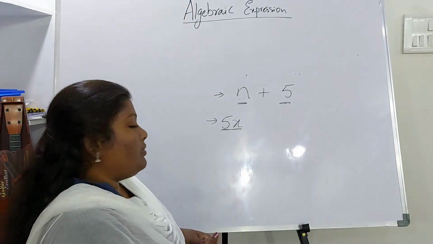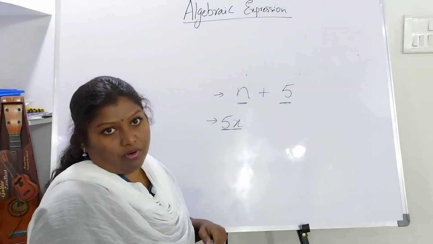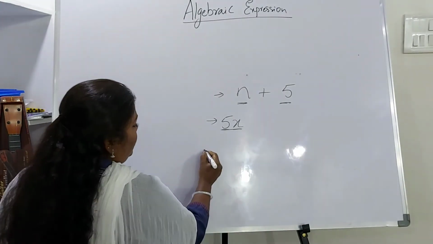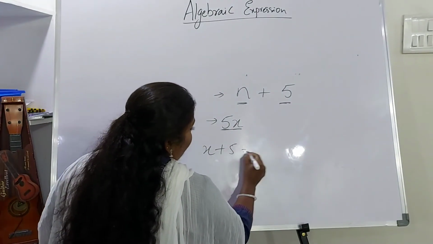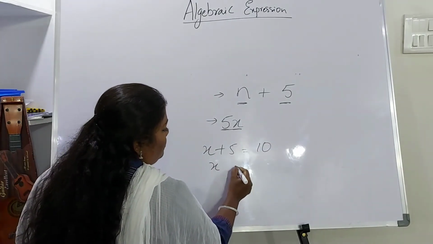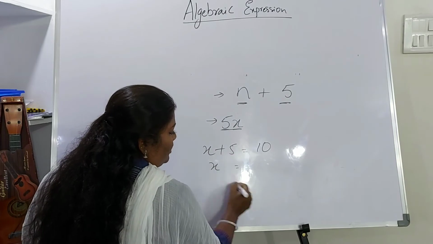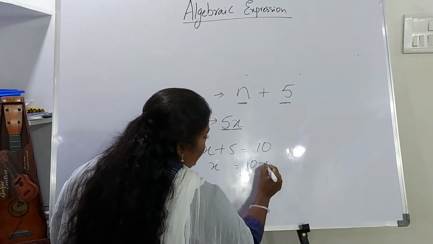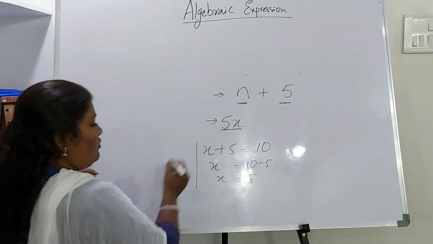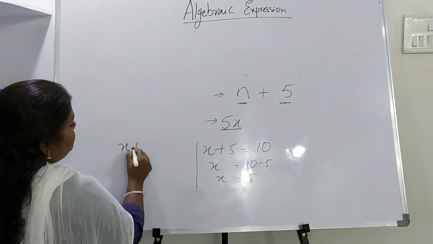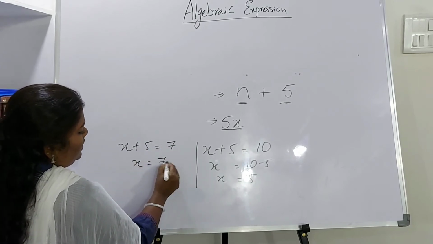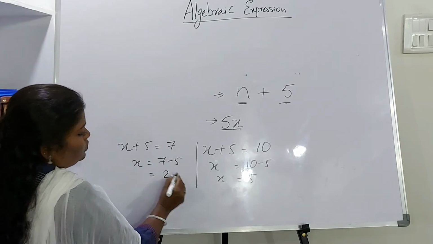Now what is a variable? A variable is something which you are not sure about, and the value of it will be varying. For example, if I say x plus 5 is 10, here because it is plus 5, when it goes to the other side it becomes minus, and you will get the x value as 5. The same way if I say x plus 5 is equal to 7, here the x value will be 7 minus 5, that is 2.